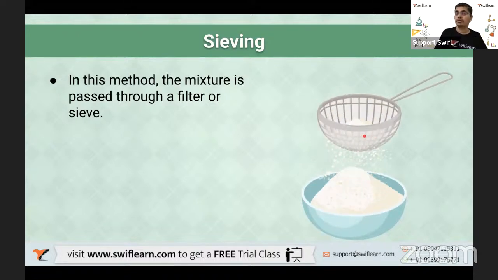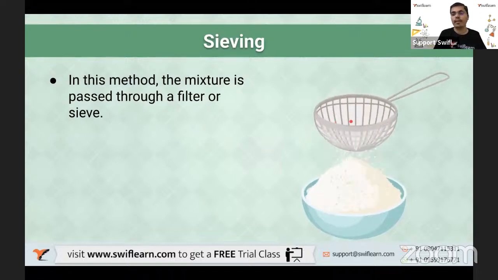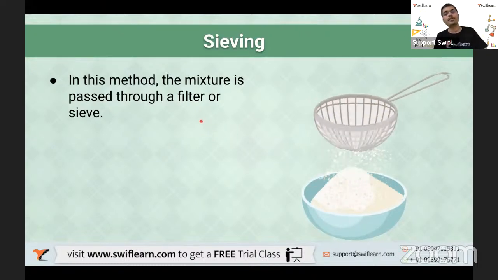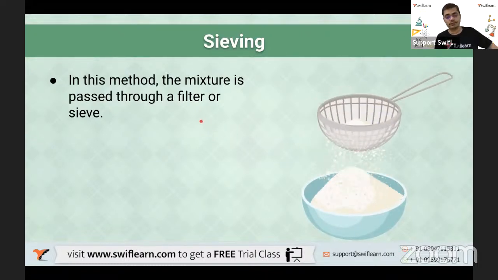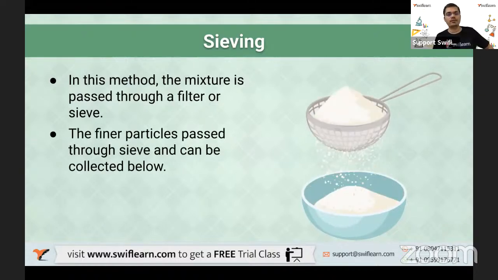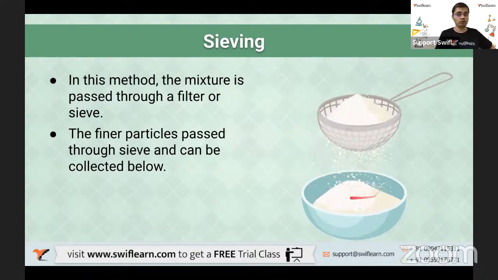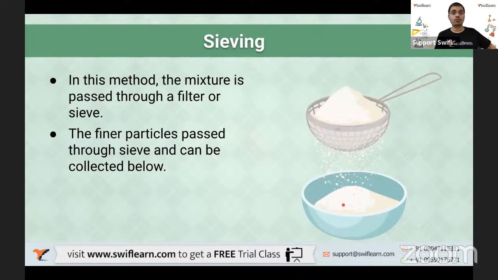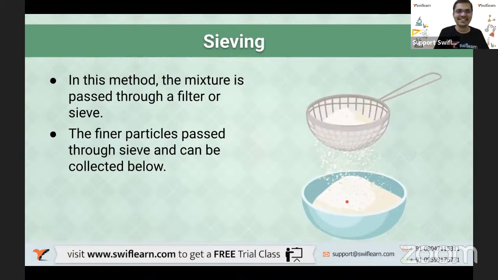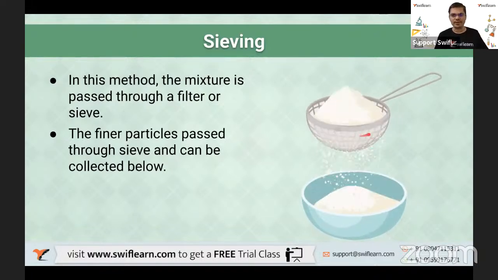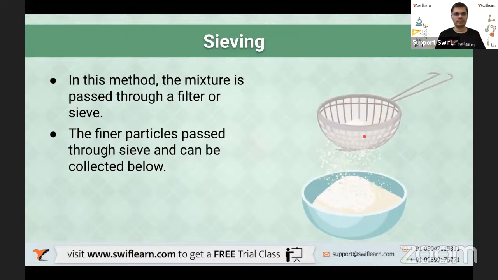So to separate them out, what do we use? We use sieving, right? With the help of this sieving, we separate out the unwanted things. So in this method, the mixture is passed through a filter or sieve. The fine particles pass through the sieve and can be collected below. So this is the right flour to be used for making chapatis or parathas or puris. Everyone likes puris, right? And whatever the unwanted particles are, they are left in the sieve and you can throw them out. It's as simple as that.